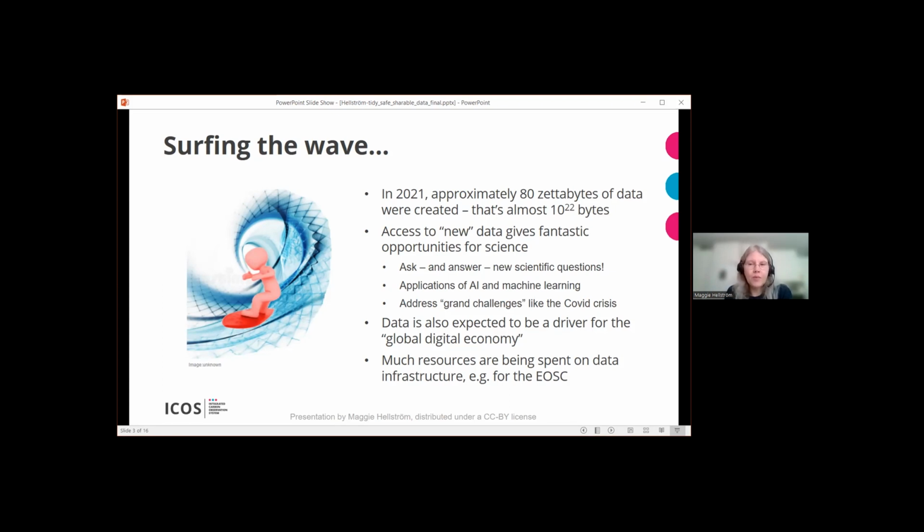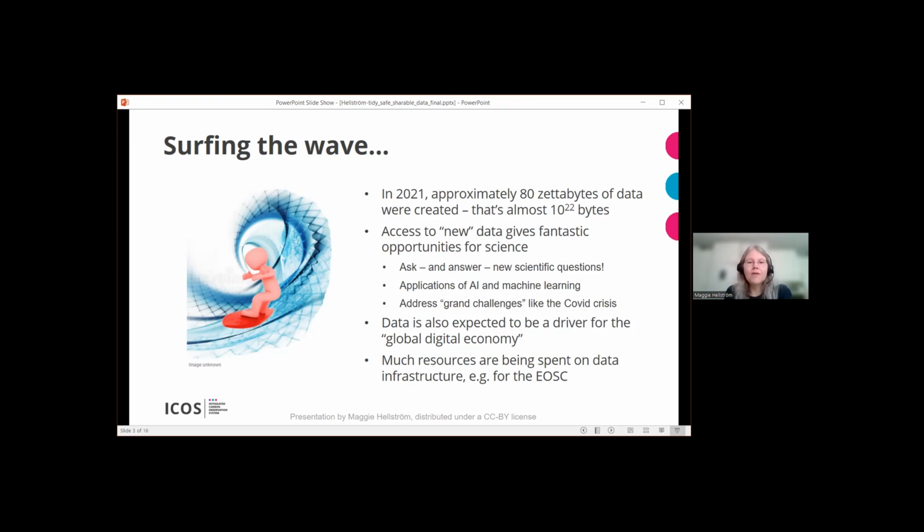And I found when preparing for the talk a number which is really kind of crazy to me, that in 2021 they estimated that approximately 80 zettabytes of new data were created, adding to the many zettabytes created previously. So that's an enormous amount of bytes. Of course, not all of that comes from research or is related to research, but a whole lot of it can be used for research in various ways.